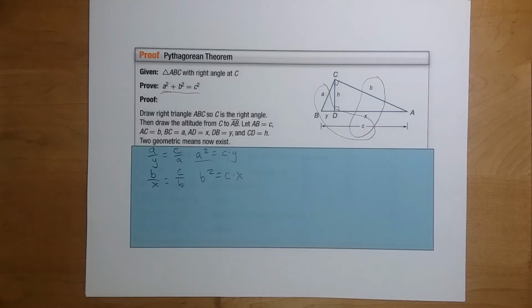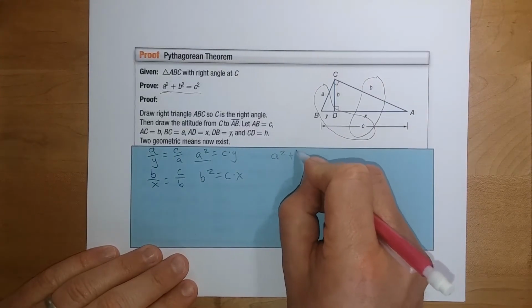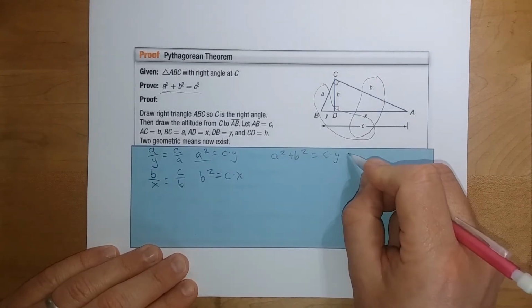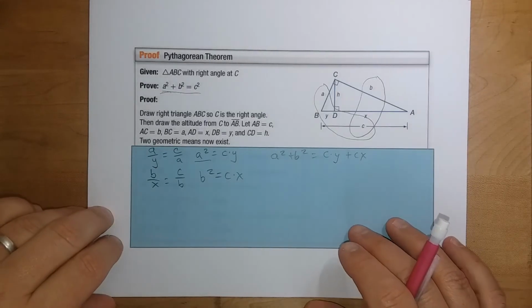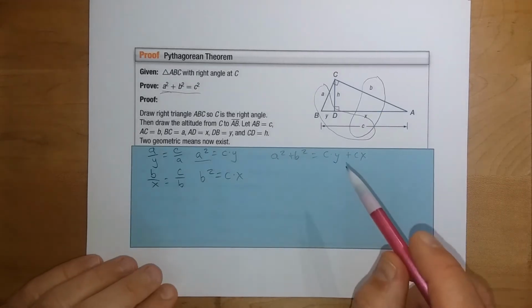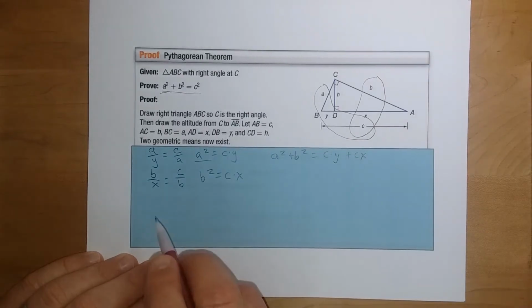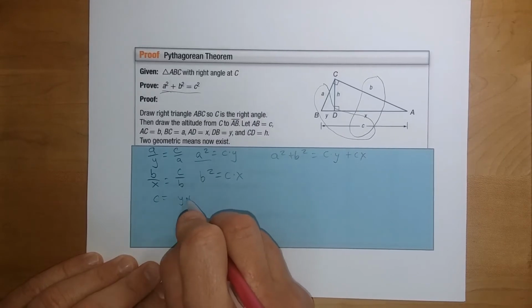If we add those two together, we're going to get a squared plus b squared equals cy plus cx. Okay. And where could we take this from there? So if we want to find c squared, you might notice that c here equals y plus x.